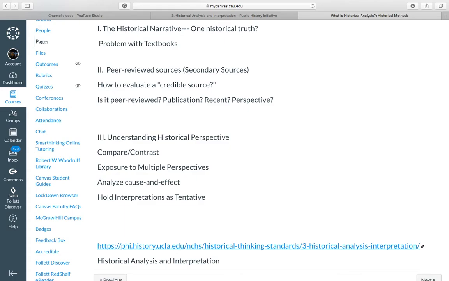So the idea is you should not be able to get something published by a university press or a major journal if it's filled with QAnon theories, because they have no basis. When you are evaluating secondary sources, the first thing you ask yourself is, is it credible? How do I know? Is it peer reviewed? Is it published from a university? Is it published from a journal that requires evidence and sources and footnotes? Does it explain its perspective?